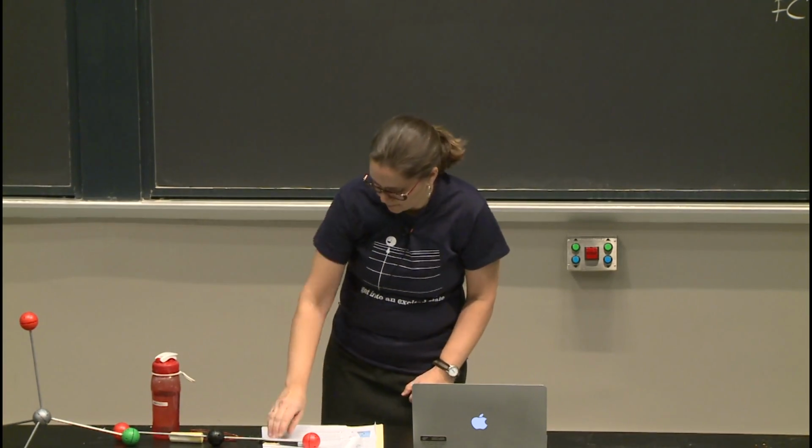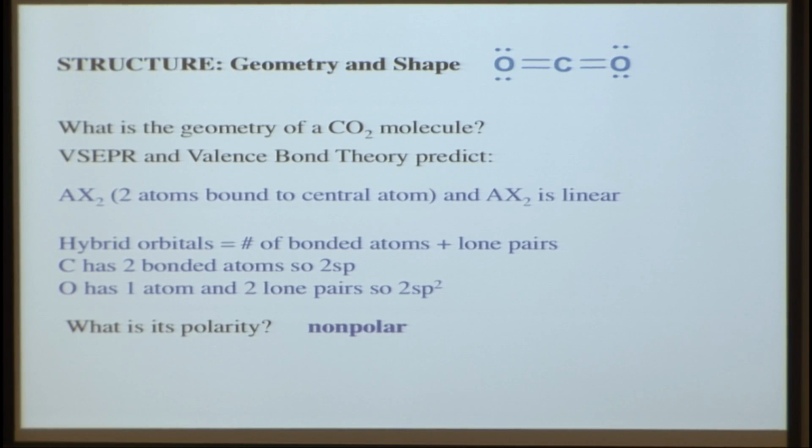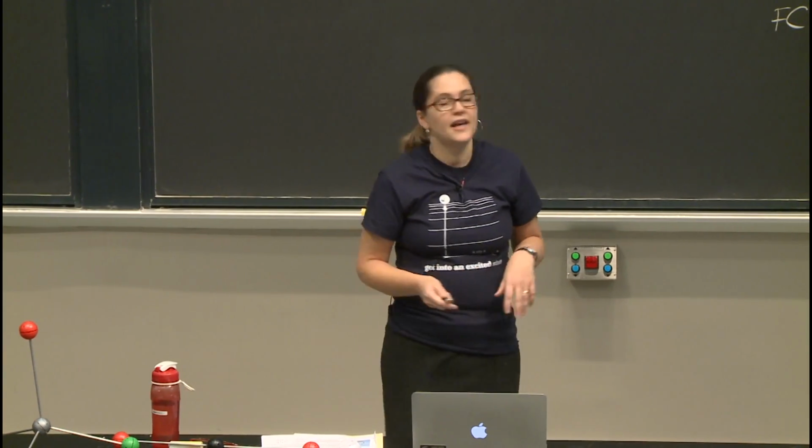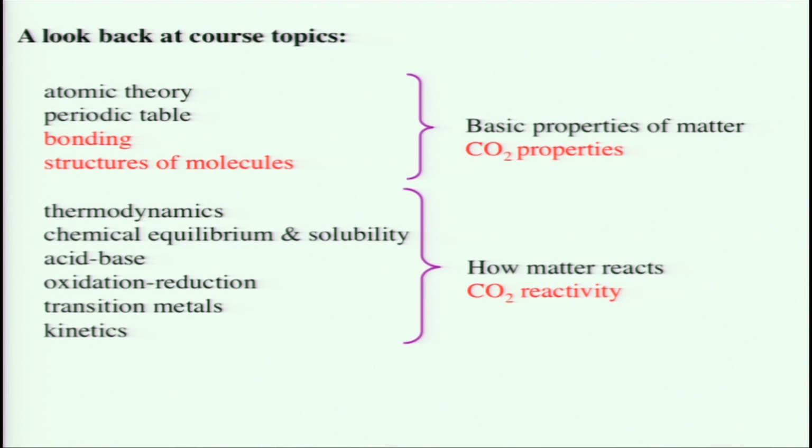So it's a nonpolar molecule, even though it has polar bonds. So it's not just about the property of the bonds that's important. It's also about the overall shape of the molecule. OK, so we have looked at some of the basic properties of CO2 now, which is the top part. And now let's move in to think about the reactivity of the CO2 molecule.